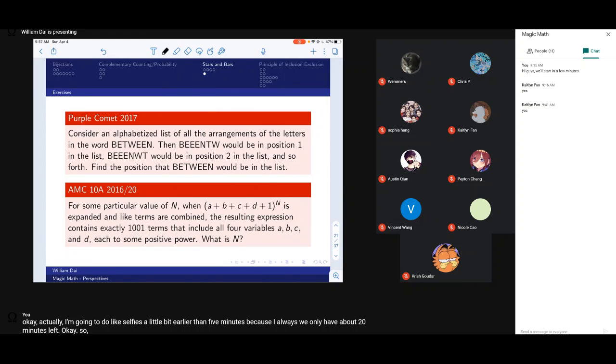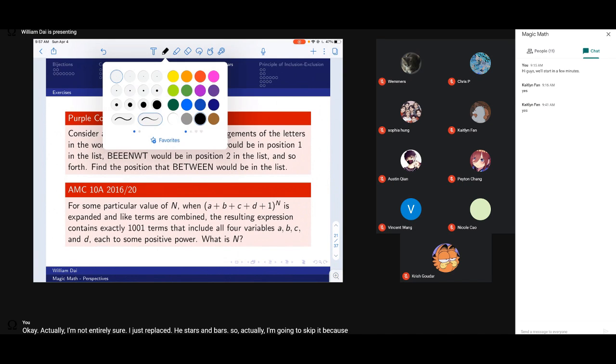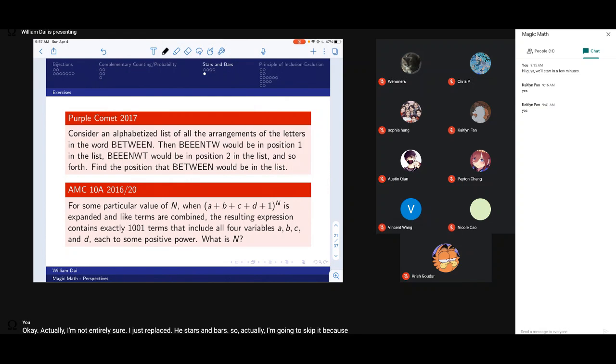Okay, so we can notice that... okay, so actually I'm not entirely sure how this relates to stars and bars. So I'm going to skip it because I don't think it's relevant for this section actually.